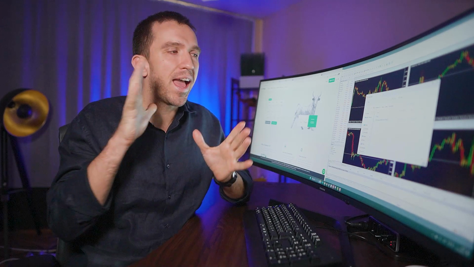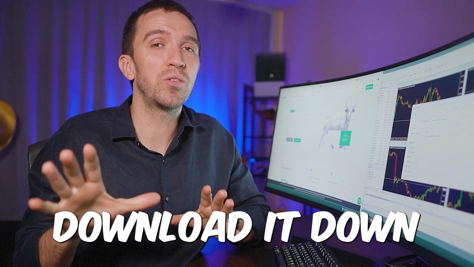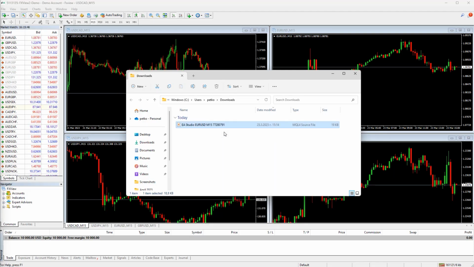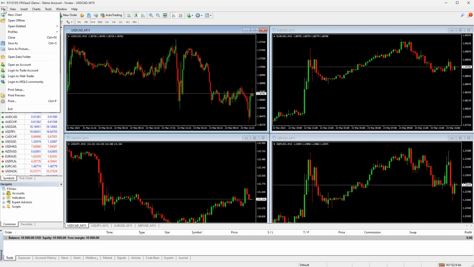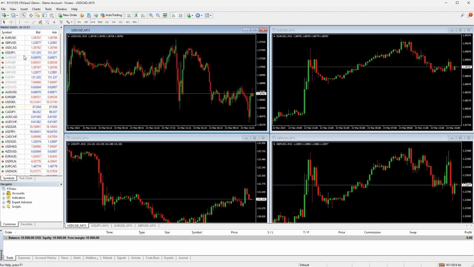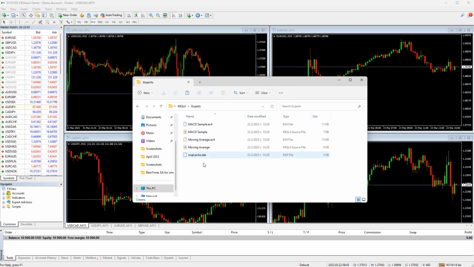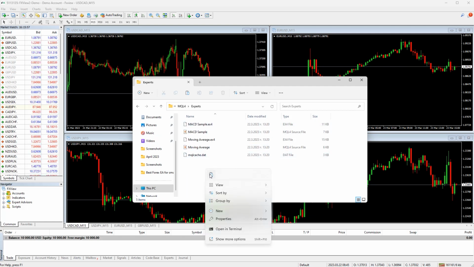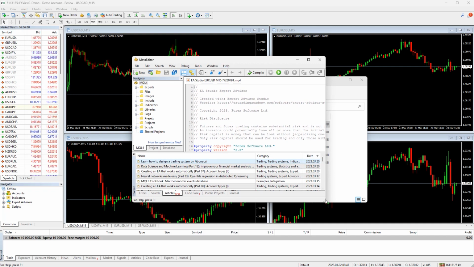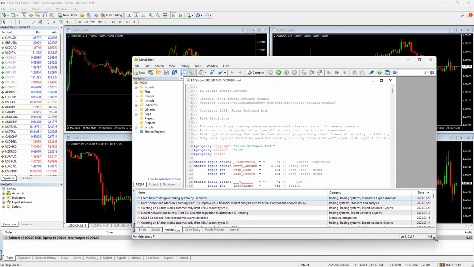And in front of me I have the Metatrader platform where I'll be trading with the robot. So once you download it from the description down below, all you need to do is copy the expert advisor, go to File, click on Open Data Folder, hit on MQL4, Experts, and paste the expert advisor, and you will see the code of the expert advisor.